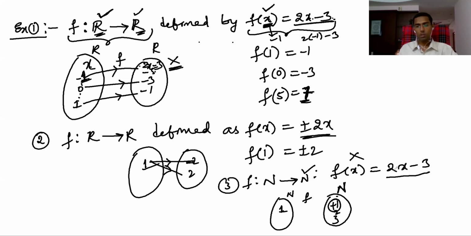Because every element should have an image, but 1 has no image in B. The image of 1 is -1, which is not there in B. Therefore this is also not a function. Like that, you have to check. This is about function.